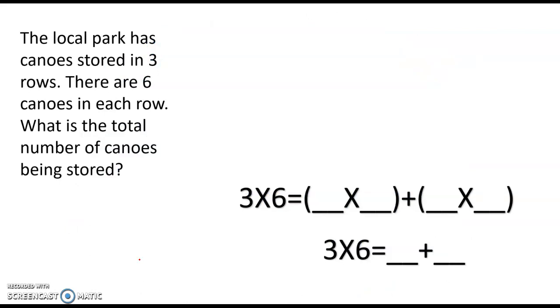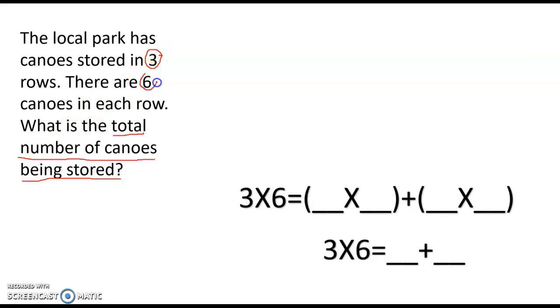The local park has canoes stored in 3 rows. There are 6 canoes in each row. What is the total number of canoes being stored? First, what is this problem asking you to find? It's asking you to find the total number of canoes being stored. What information is going to help us solve this? You probably said there's 3 rows and there's 6 in each row.